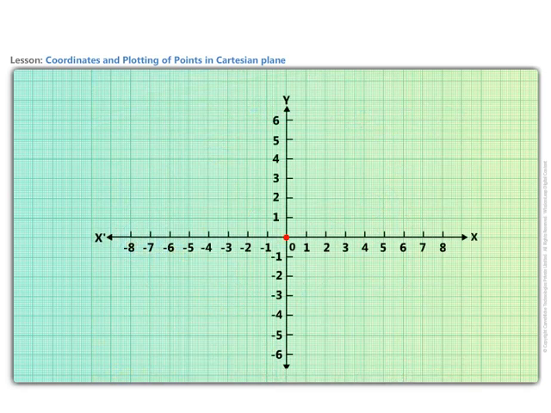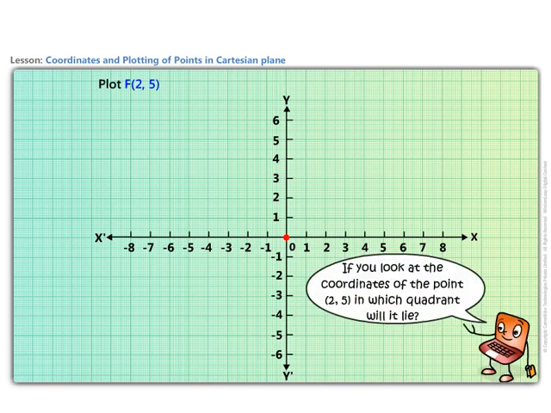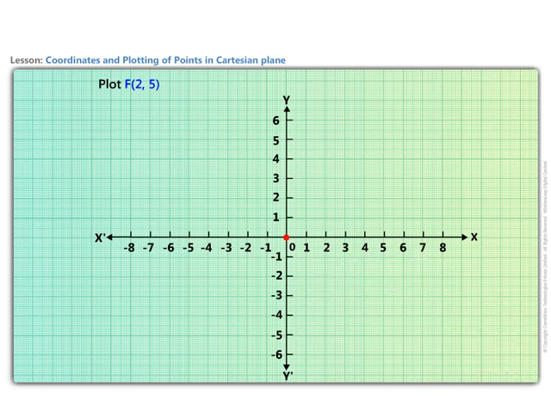Let us draw the coordinate axis. Let us choose 1 centimeter is equal to 1 unit for the x-axis and the same 1 centimeter is equal to 1 unit for the y-axis. Let us plot the point F (2, 5) in the coordinate axis. If you look at the coordinates of the point (2, 5), in which quadrant will it lie? Yes, it will lie in the first quadrant as both the coordinates x and y are positive.